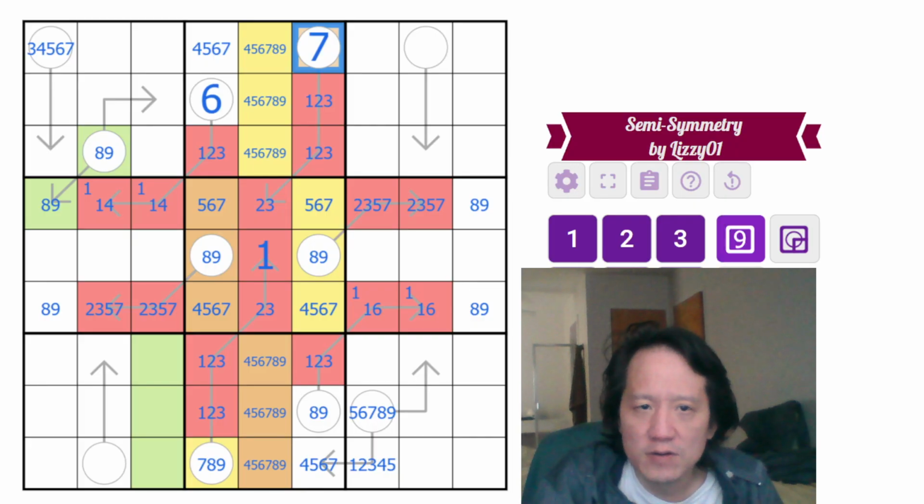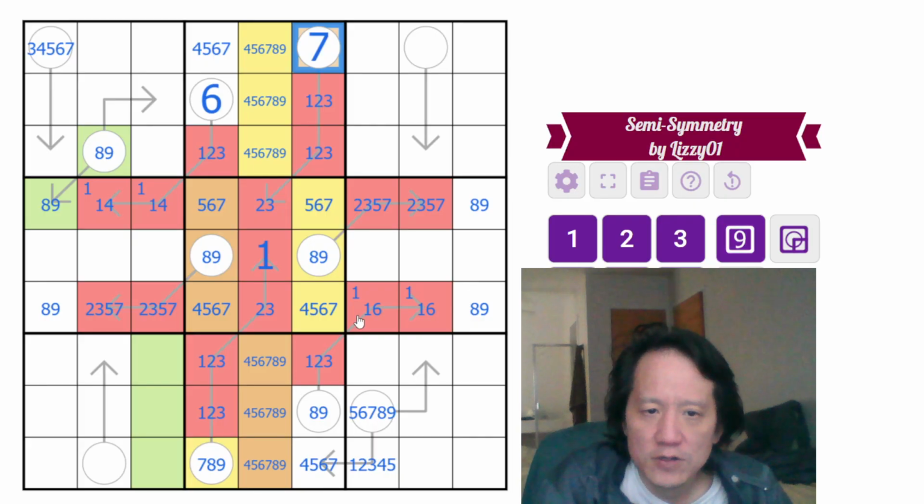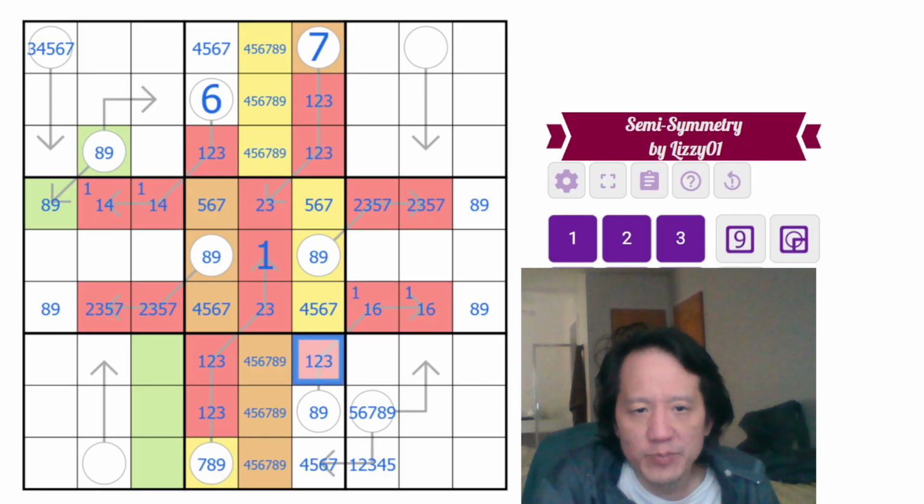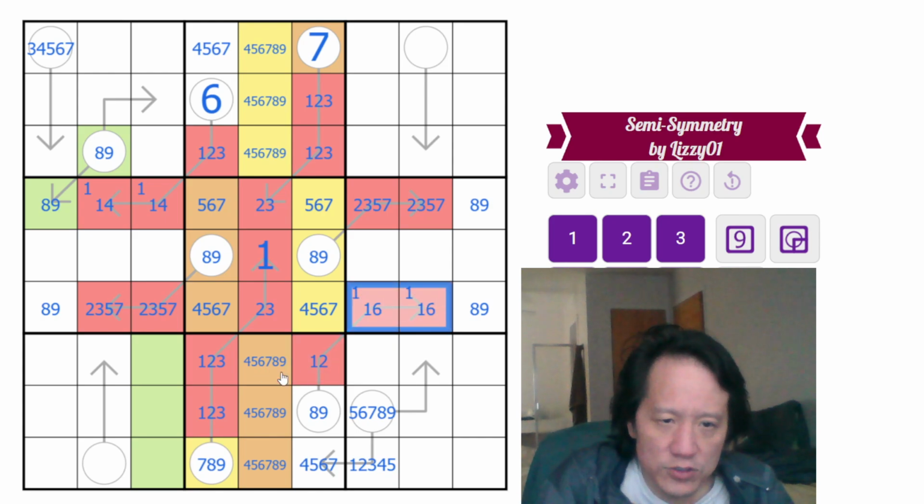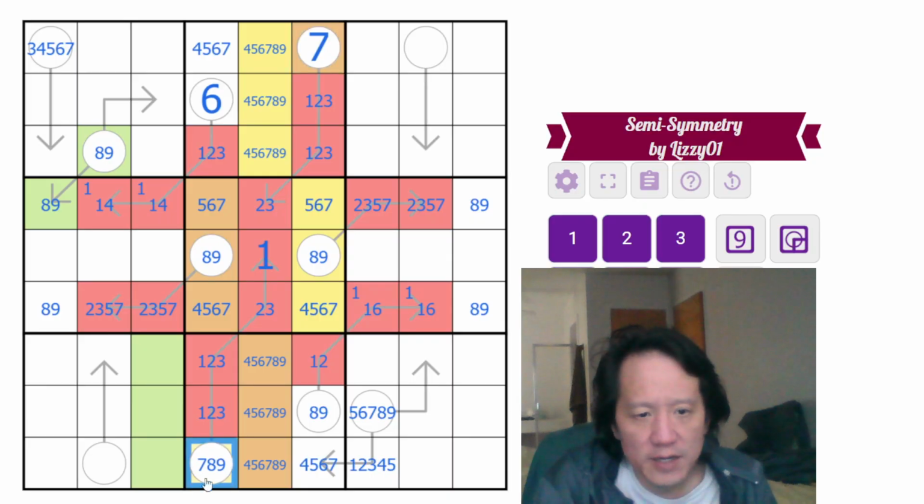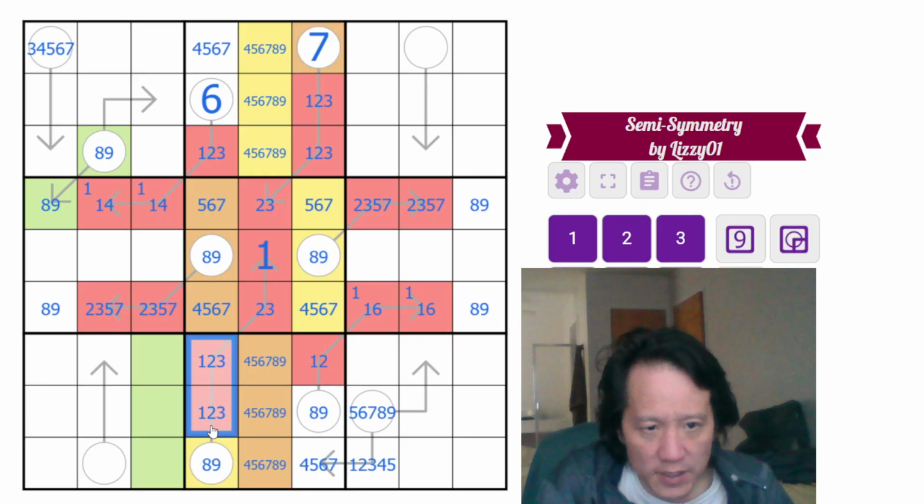This has to be 7 then. So this becomes 1, 6. This cannot be 3. So this is 1 or 2 with 1 or 6. This has to be 7. This can't be 7. This has to be 8 and 9. Which means the 3 has to be here, right? This is 7.